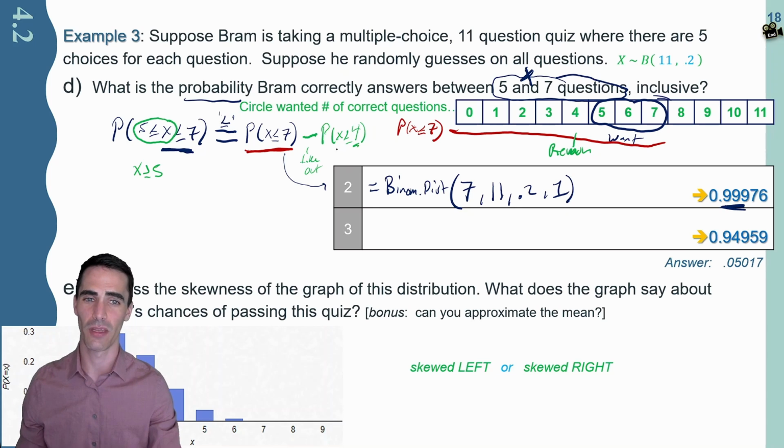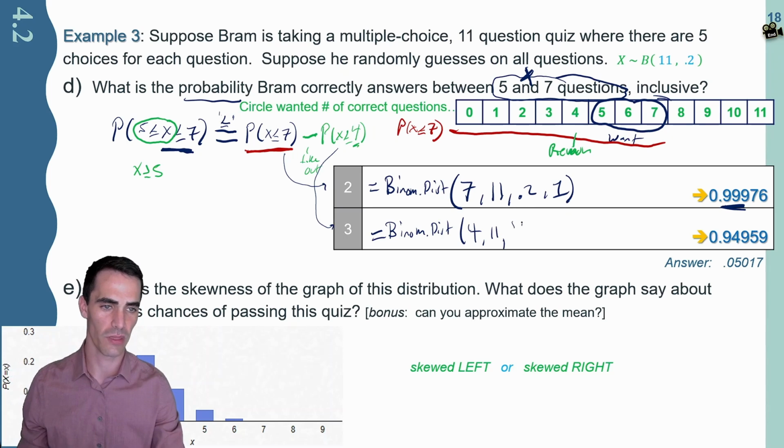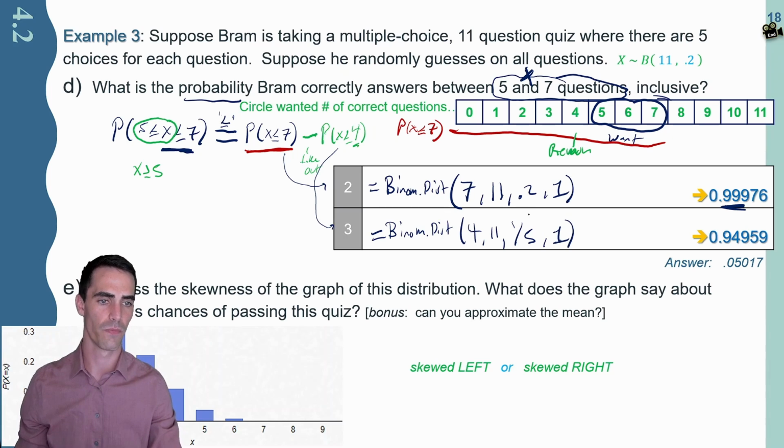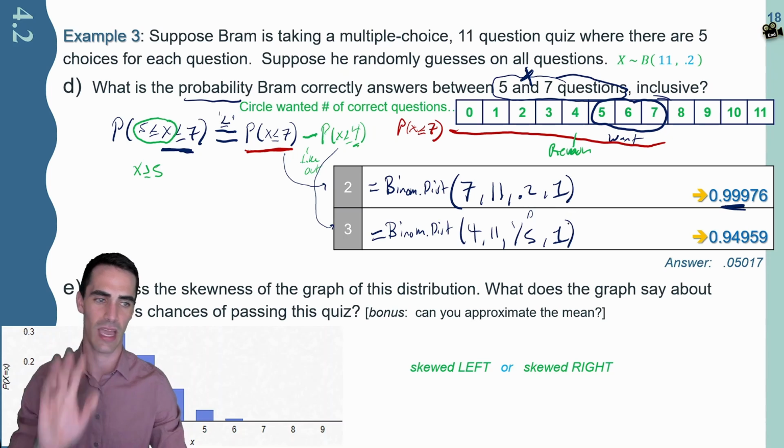For the second one, if I want less than or equal to 4, as we've done, I'll write here equals binomial.distribution. In this case, 4, 11. If you want to write 0.2, that's fine. You can also write something like 1 divided by 5 here as well. It'll give you the same result, and also a 1. Again, that's p, my probability of success. It'll take fractions, it'll take decimals, it'll take percents. So just to highlight that here.